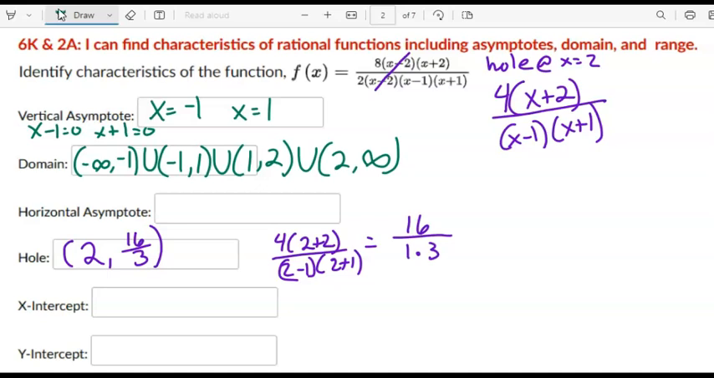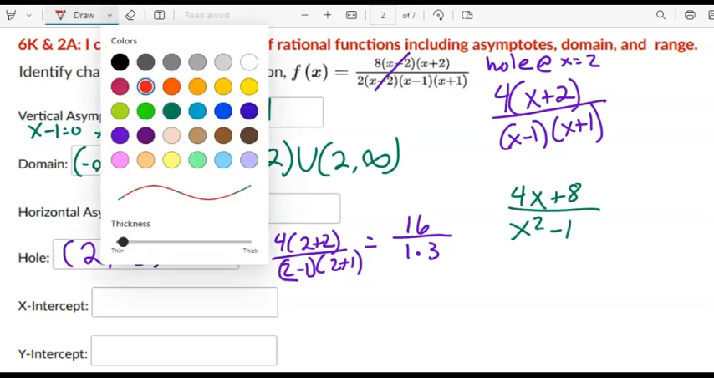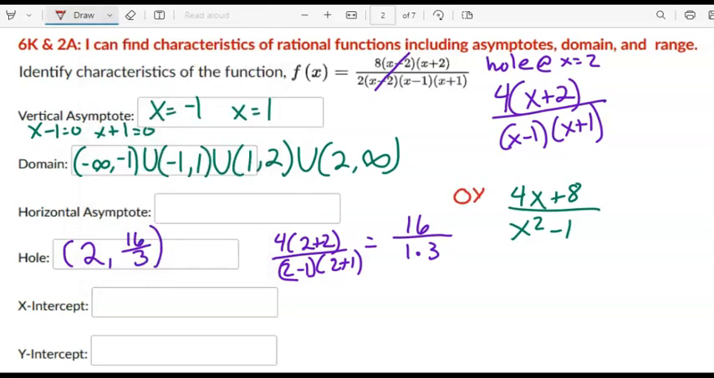For the horizontal asymptote, we have 4x plus 8 at the top, and we have x squared minus 1 in the denominator. They do not have the same degree, so let's make it so. So we're going to put a plus 0x squared at the top. 0 divided by 1 equals 0. So your horizontal asymptote is at y equals 0.